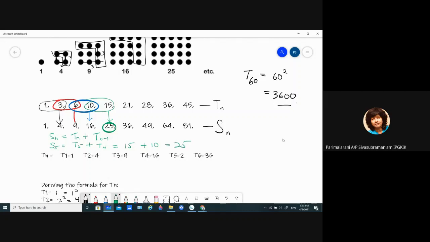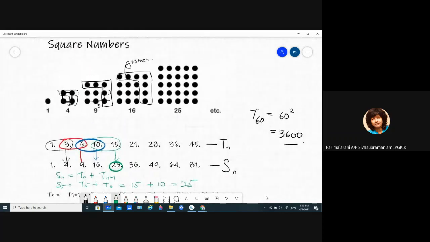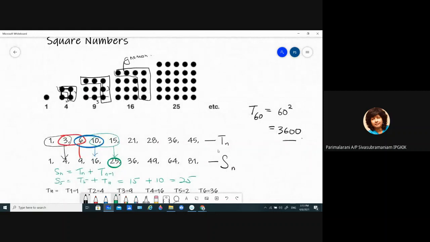Okay, so numbers have relationships. We must be able to see the relationships in the pattern. So this is one relationship between the triangular numbers and the square numbers. Okay so far? So that's all for square numbers. Square numbers are quite easy.